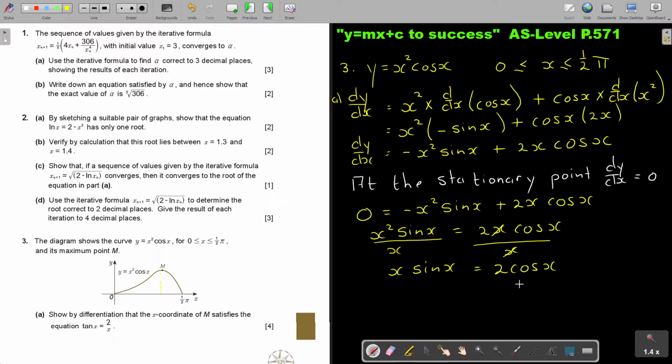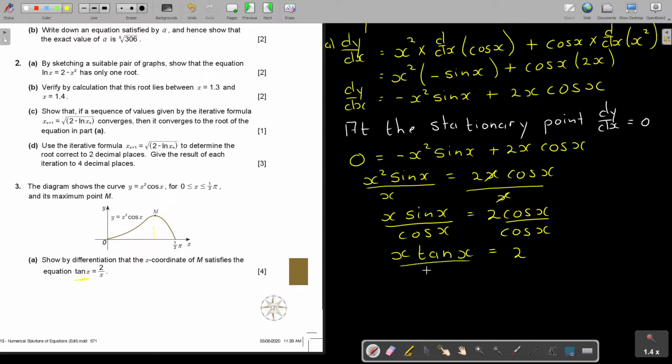Now, I'm dividing by cos x, and the reason why is because I want tan. Always let that lead you. So I end up with x tan x is equal to 2. But I still want to get tan x alone, so I divide by x, and therefore tan x is equal to 2 over x, and that's number A.